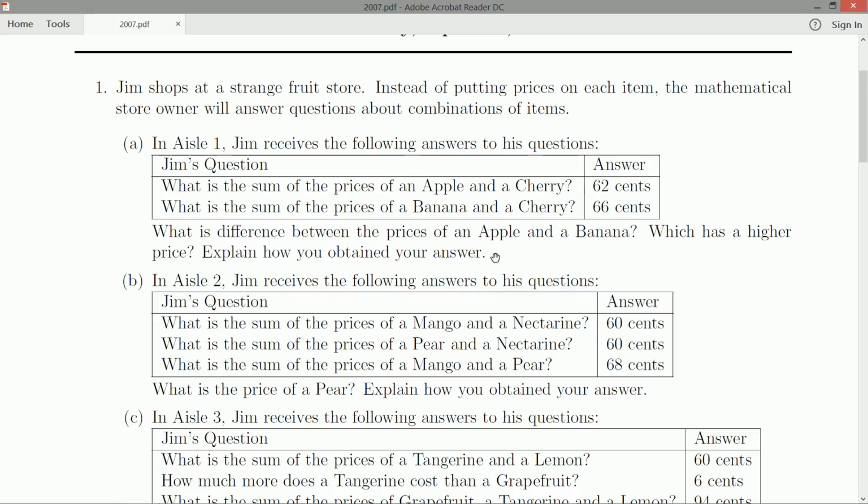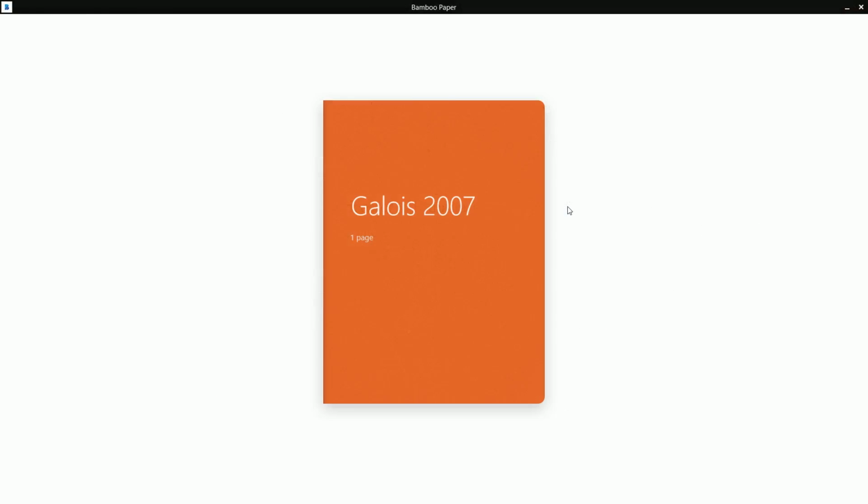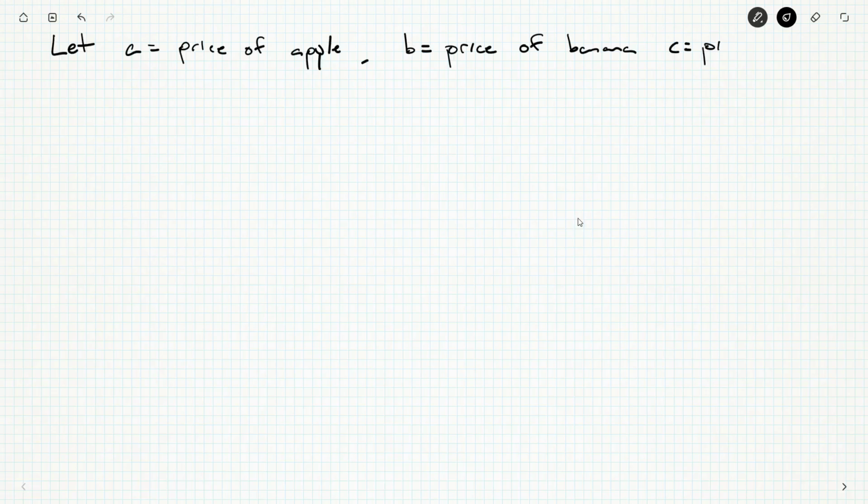So, the common fruit in both of his questions was cherry. So what I'm going to do is give names to these prices, A, B, and C. So let A equal price of an apple, B equal price of a banana, and C equal price of cherry. It's not a coincidence that these go A, B, C. They have chosen apple and banana and cherry.